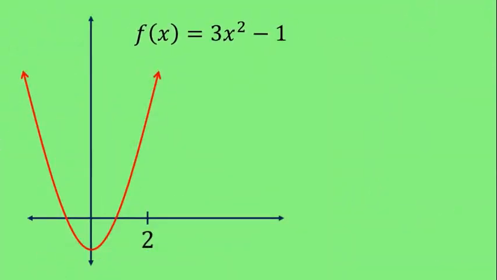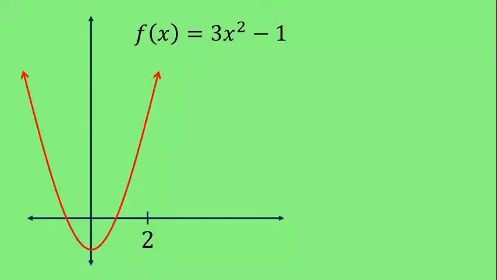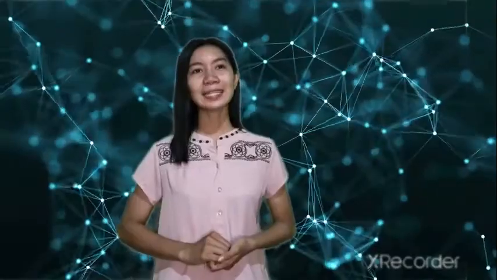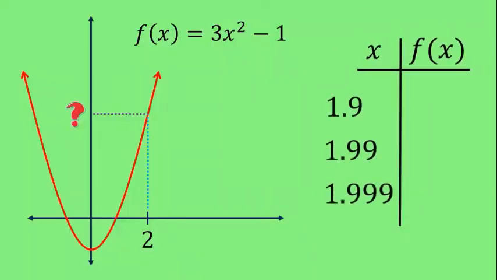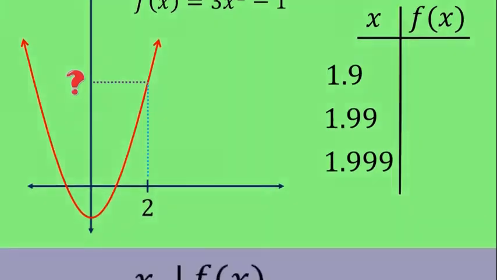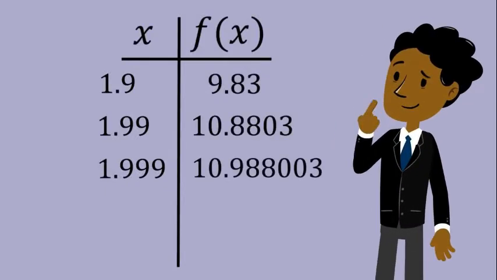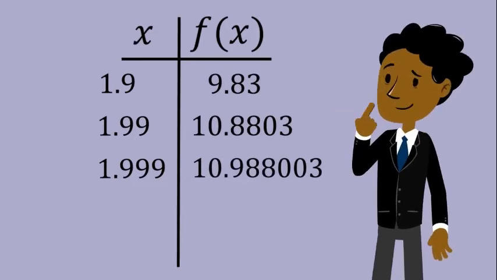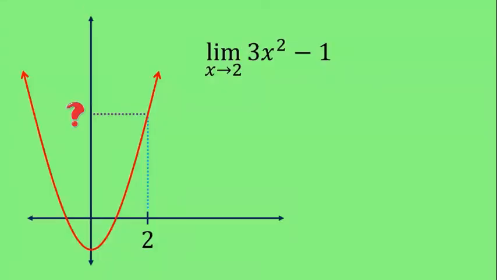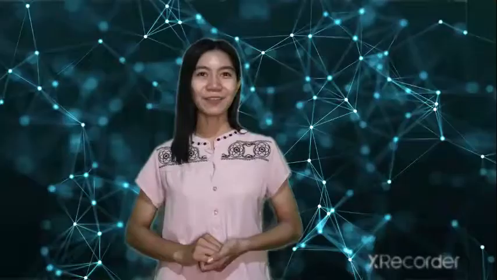Let's see an example with this function. f of x is equal to 3x squared minus 1. With this function, I'm really curious what value the function approaches. If I use x values closer to the number 2, let's see by using these inputs like 1.9, 1.99, and 1.999. When I use these, I got values like 9.83, 10.8803, and 10.988003. From these values, the function approaches 11. So, we say the limit of the function as x approaches 2 is 11.